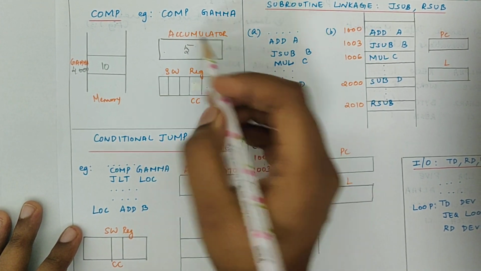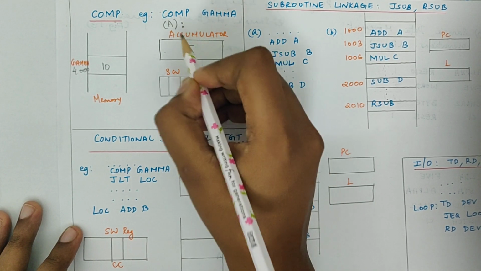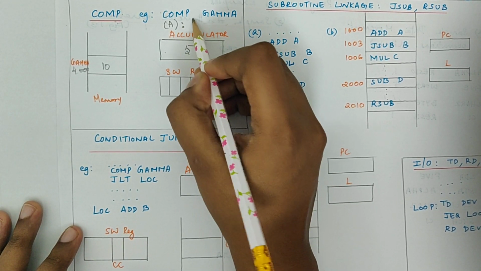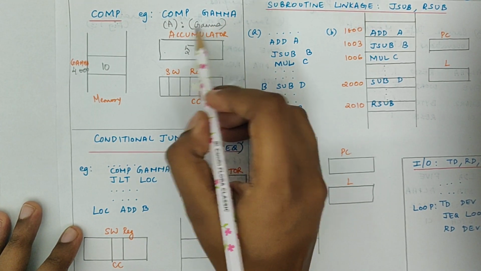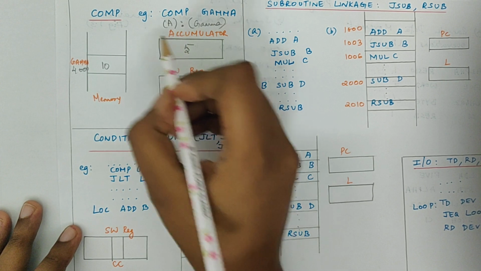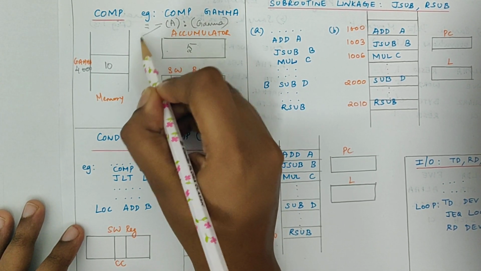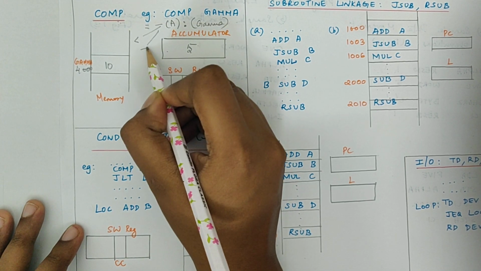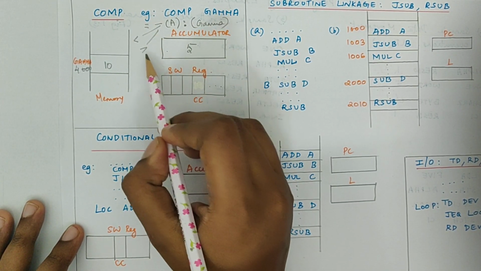So what this operation will do is compare the contents of the accumulator, for comparison we write it this way, with the contents of gamma. The contents of the accumulator are compared with the contents of gamma. There are three cases when you compare. The value can be either equal to, less than, or greater than.